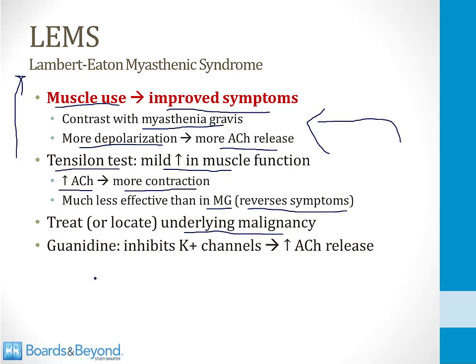There is a drug used to treat this. It's called guanidine. It inhibits potassium channels in neurons. So by blocking potassium channels, you make it easier for the calcium to trigger acetylcholine release, and that leads to more acetylcholine release. I think they're unlikely to ask you this on your Step 1. I'm just pointing it out so you know this. The more important thing is to know how to distinguish Lambert-Eaton from myasthenia gravis.